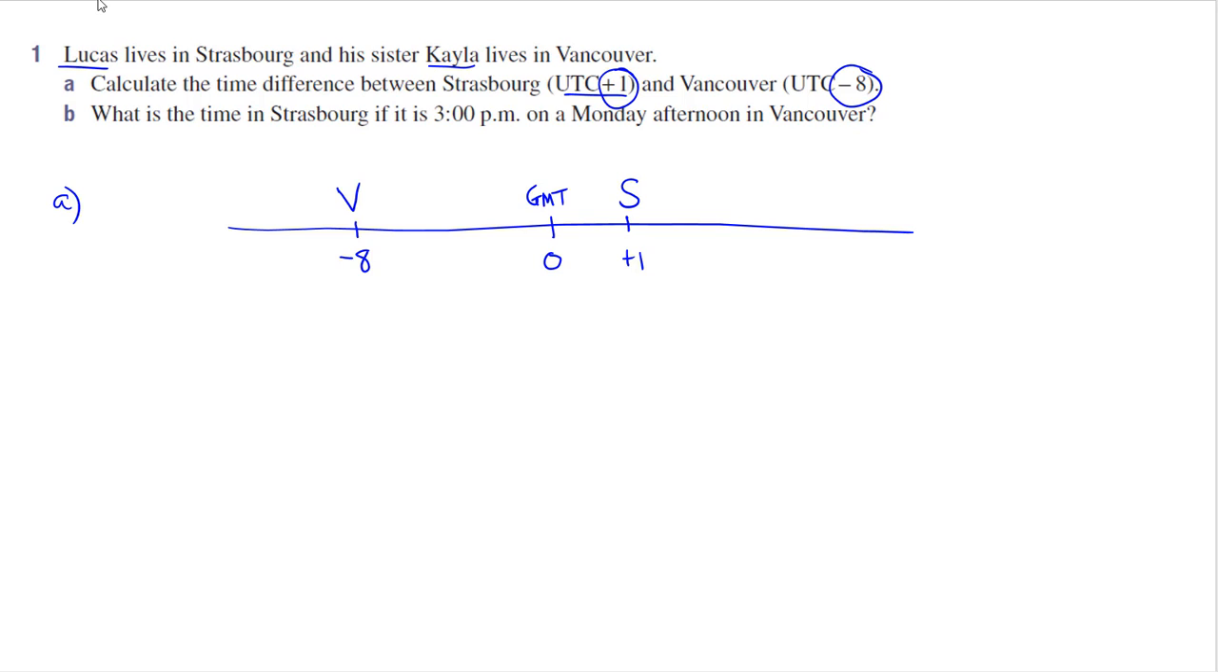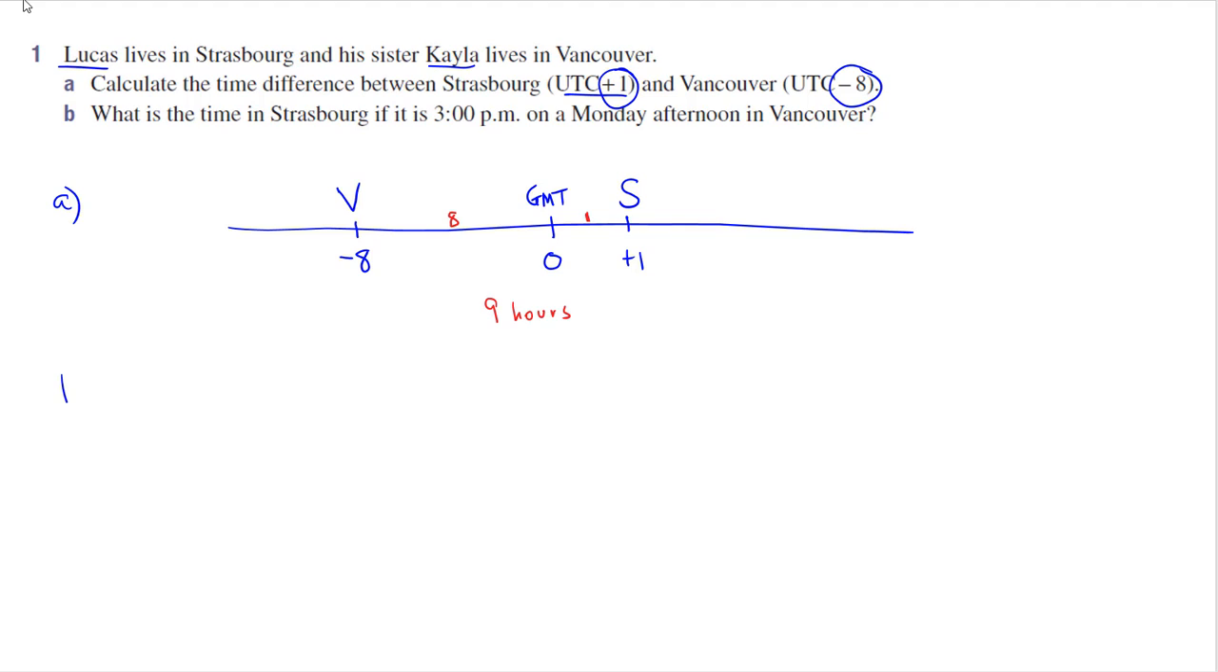The time difference between those two, so between Strasbourg and GMT, well, there's 1 hour there, and between GMT and Vancouver there's 8 there, and so that's a total of 9 hours time difference, just adding those two together because they're on opposite sides of the Greenwich meridian.